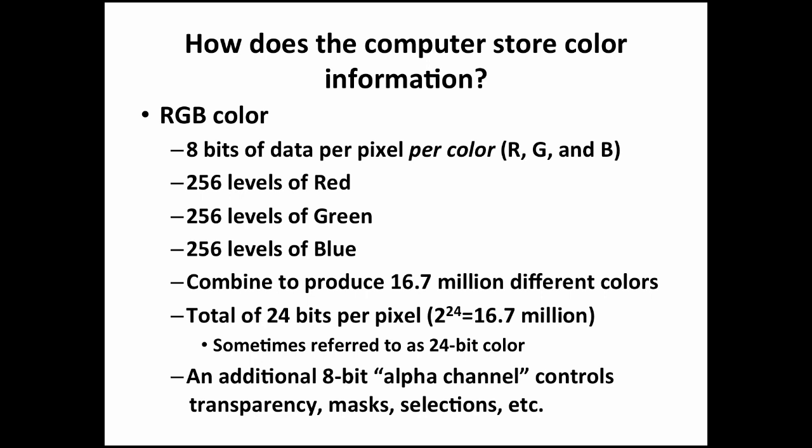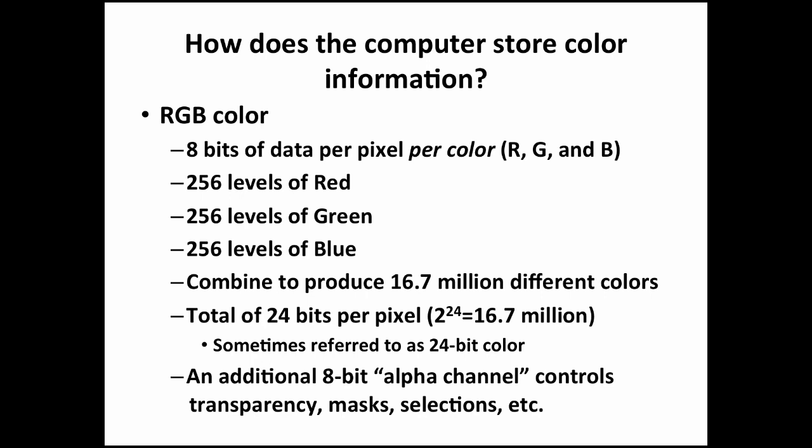We've got 8 bits of data for the red, 8 for the green, and 8 for the blue. That adds up to a total of 24 bits of data assigned to each pixel. Using the formula from before, 2 raised to the 24th power is 16.7 million different values that can exist in each of the pixels. Because there are 24 bits of data assigned to each pixel, this is sometimes referred to as 24-bit color.